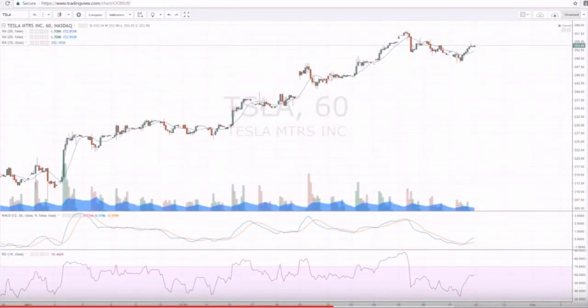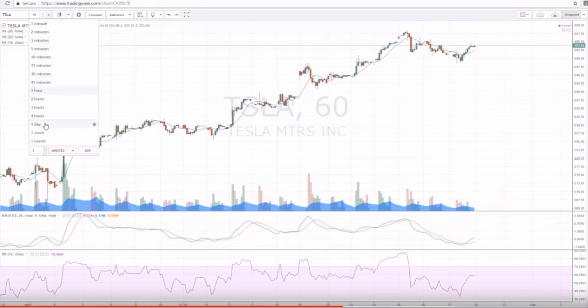Now we're going to get into patterns because very many patterns are reliant on being able to draw accurate trend lines. So when I look at Tesla here on the hourly time frame, I can see we're very clearly in a higher low, higher high bullish uptrend. And when I look at it on the daily time frame, this is the hourly.